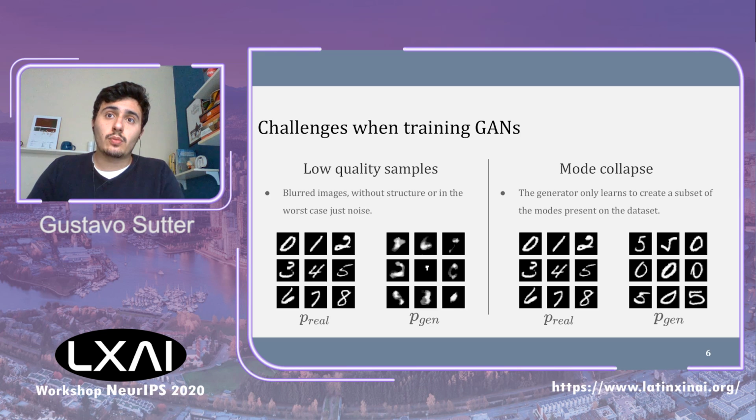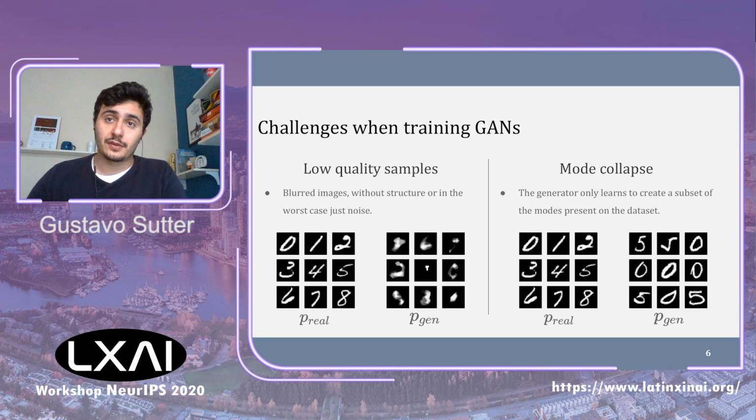As we are optimizing two nets at the same time, it can be harder and can lead to some challenges. The two most common problems when training GANs is to get samples with low quality, maybe blurred, or in the worst case, only random noise, or mode collapse. Mode collapse happens when your generator fails to represent all the modes in your dataset. So here, our dataset was composed of digits from 0 to 8, and you can see on the right that our generator only generated 5s and 0s.